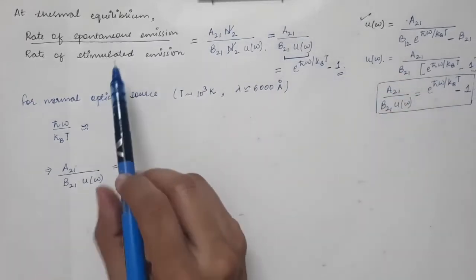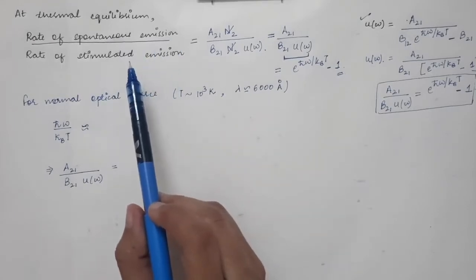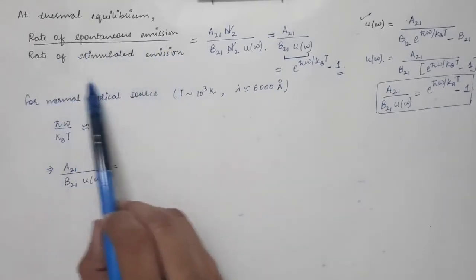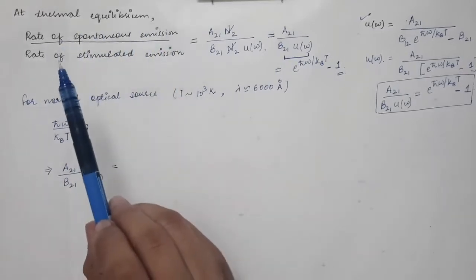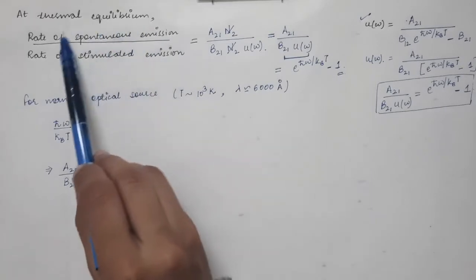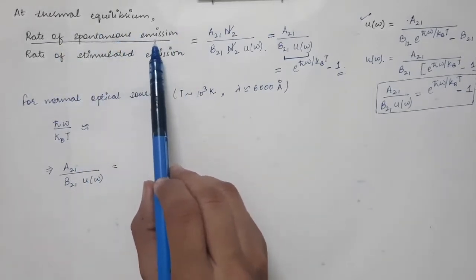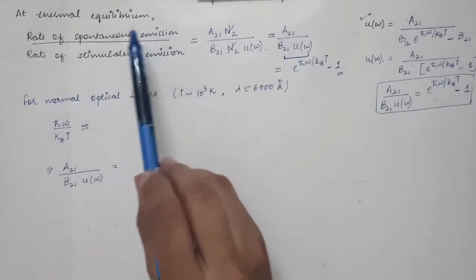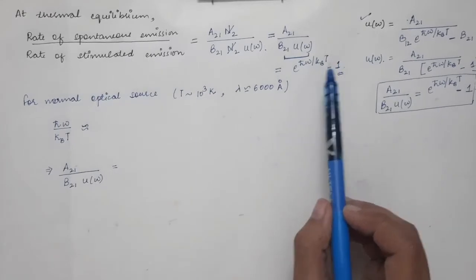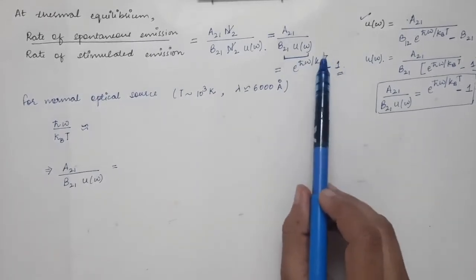So in a laser, what do we want? We want more stimulated emission to occur. So we want the denominator to be very large as compared to the numerator. So we want this ratio to be the least, because we want minimum spontaneous emission and maximum stimulated emission. So we want this e power h cut omega by kBT minus 1 to be minimum.